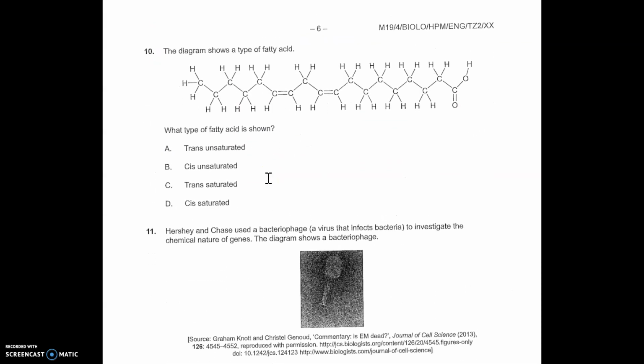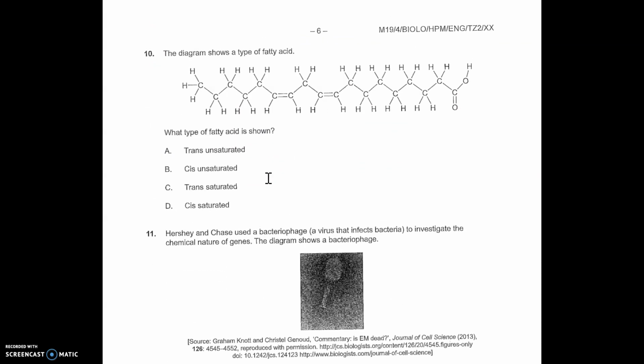In question 10, you're asked to identify what type of fatty acid is shown. So the first thing to look for are the double bonds, and we can see we have double bonds, so it must be unsaturated, so we can cross those off immediately. So then it's a case of, is it cis or is it trans? Well, the hydrogens here are on the same side of the double bond, therefore it is cis and it is B.